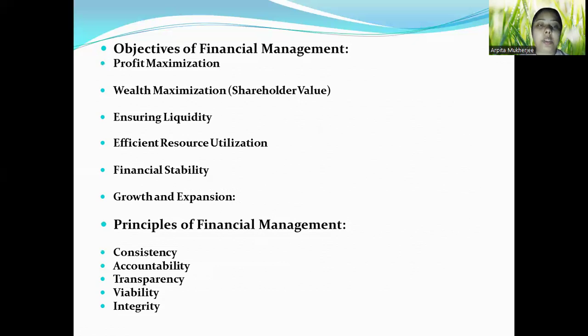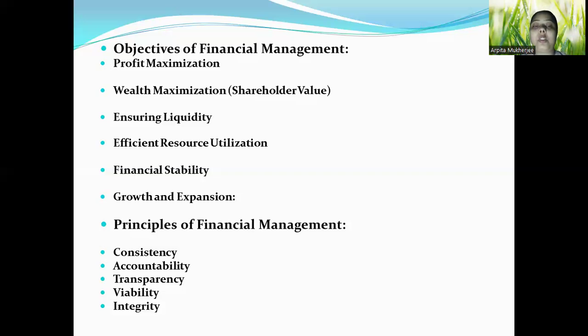The fourth objective is efficient resource utilization, where we avoid wasteful spending and ensure optimal use of financial resources. The fifth is financial stability, which keeps the organization solvent and capable of handling unexpected financial challenges. And the sixth objective is growth and expansion, where we support strategic decisions that lead to organizational development.